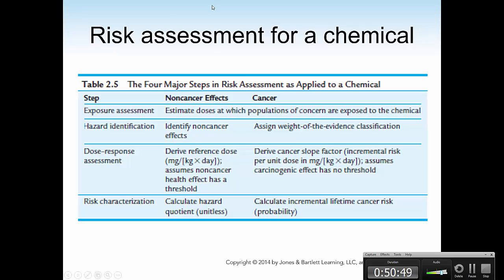And this table, I'm not going to go into great detail, but it shows the 4 major steps in risk assessment as it applies to toxicology, so a chemical. Here you have non-cancer effects, and here we have cancer effects, as it applies to exposure assessment, hazard identification, dose response assessment, and risk characterization, all of the things that we've talked about. So there you go. It just pulls it all in.